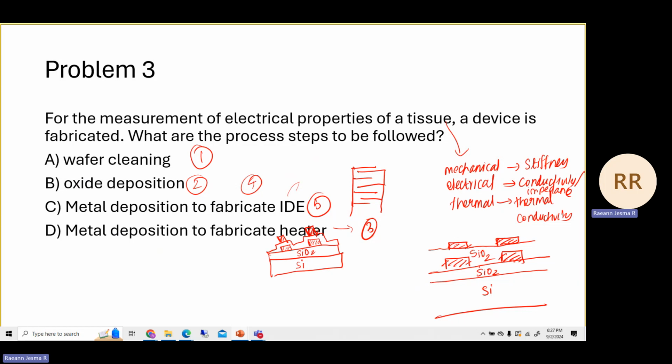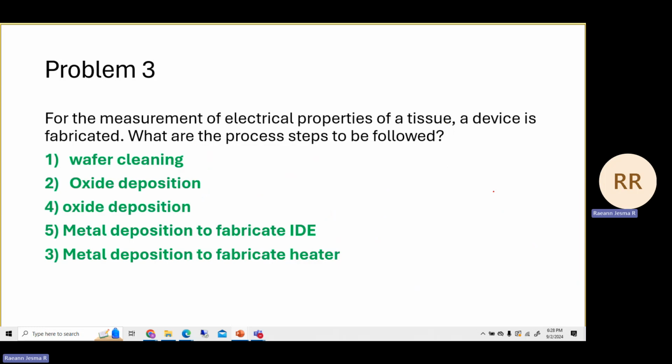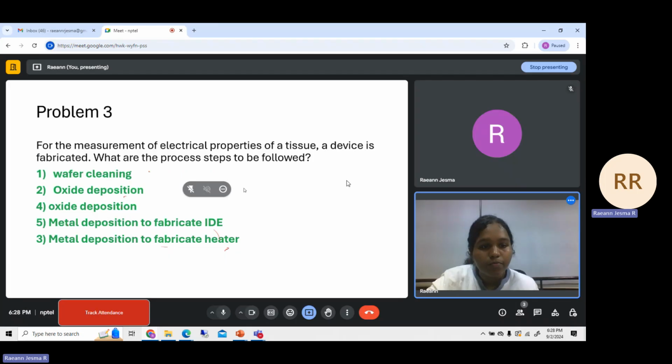Okay. So since we don't want a conductive path between the metal and the silicon, we have a SiO2 layer in between them. And also we don't want the interdigitated electrode to short with the heater. So we'll have another SiO2 layer between them. So the answer for this is: first is wafer cleaning, second is oxide deposition, third is metal deposition to fabricate the heater, fourth is again oxide deposition. And in fifth, we'll do metal deposition to fabricate the interdigitated electrodes. So is this clear?